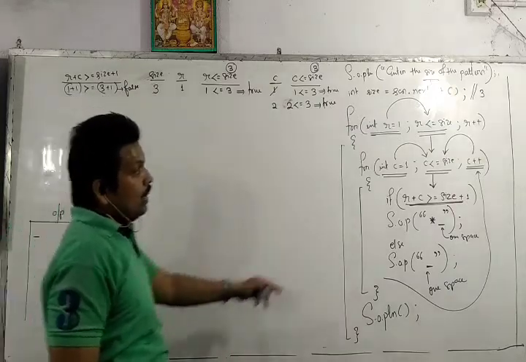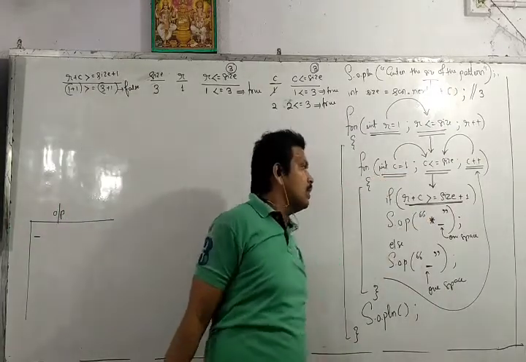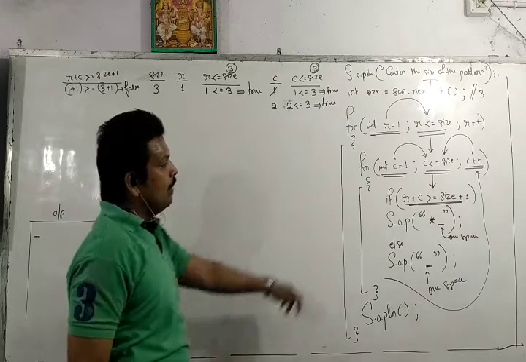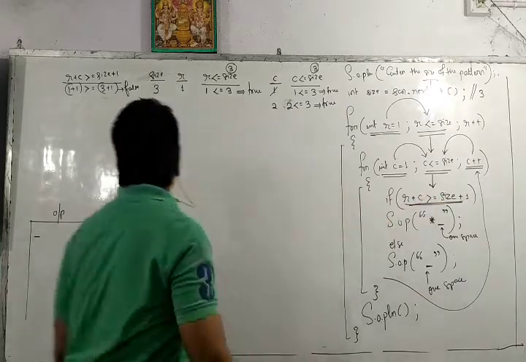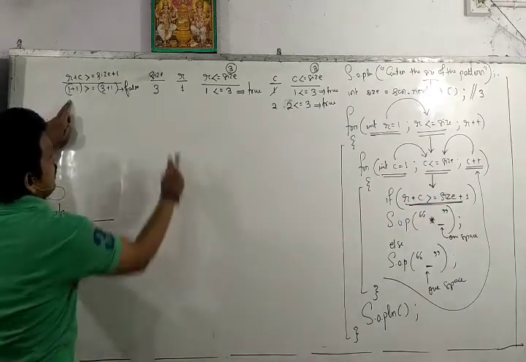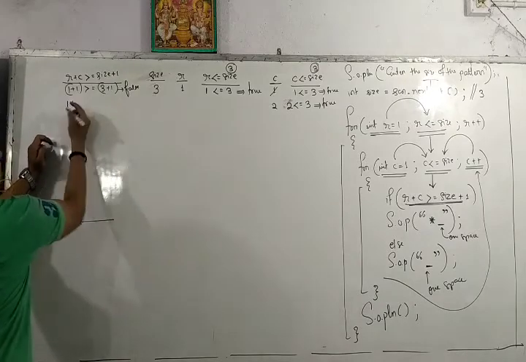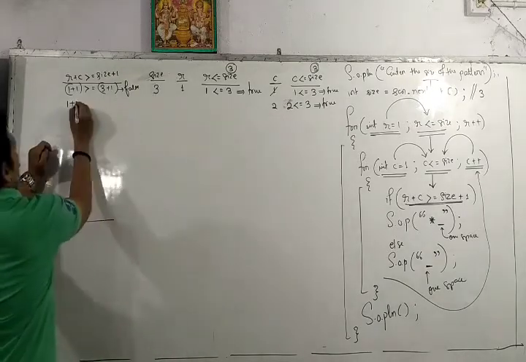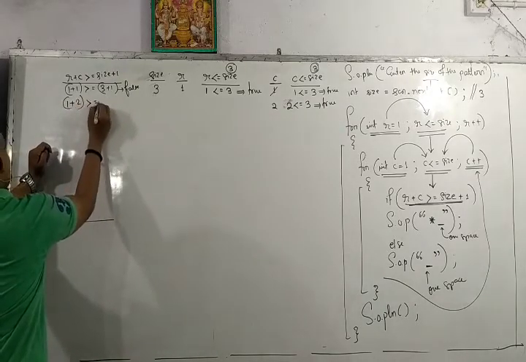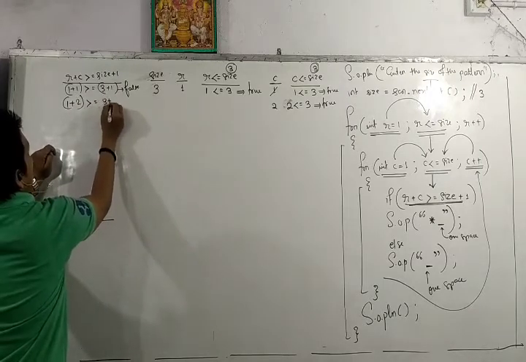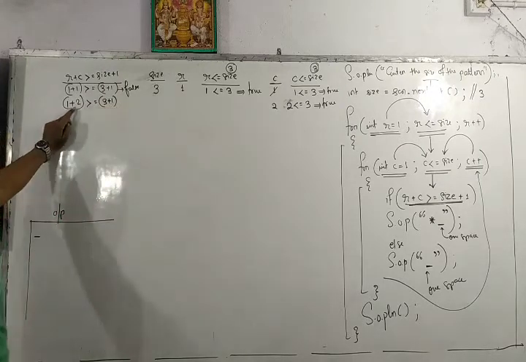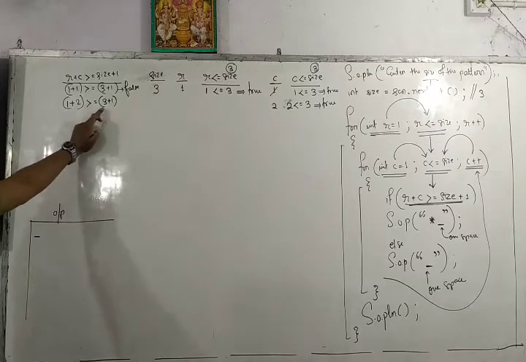If it is true, the control will again go to the body of the inner for loop. Here we have written R plus C greater than equal to size plus 1. What is R? 1. So 1 plus C. What is C? It is 2. So 1 plus 2 is greater than equal to size plus 1, which means 3 plus 1. So 2 plus 1, 3. 3 plus 1, 4.